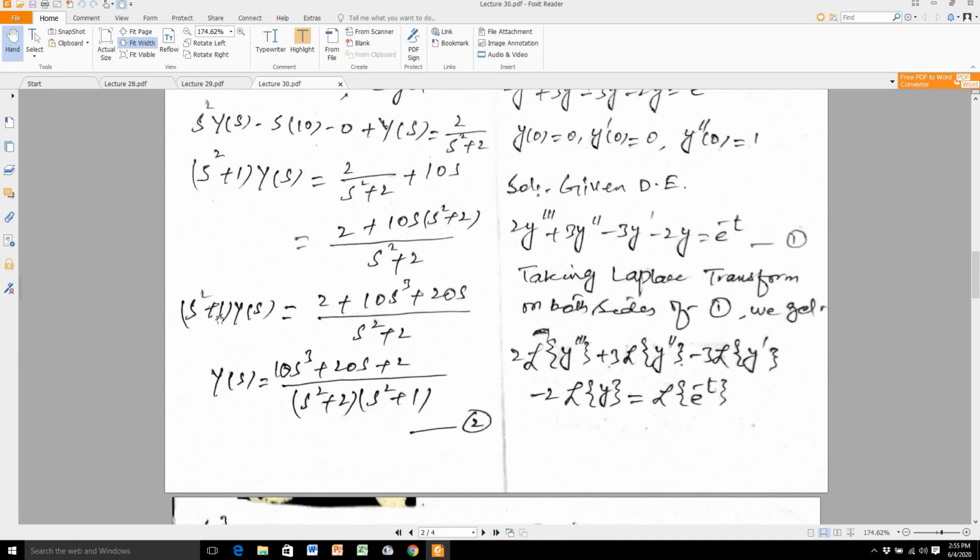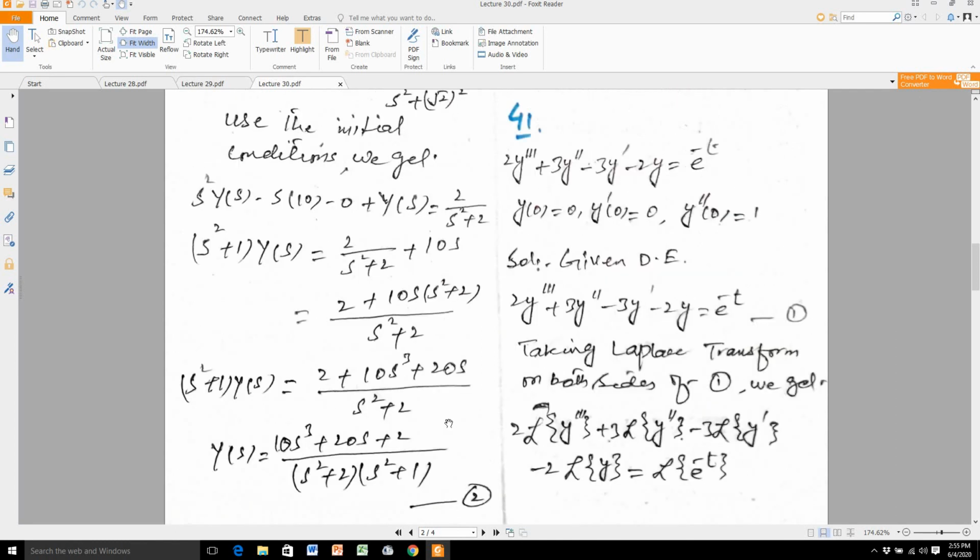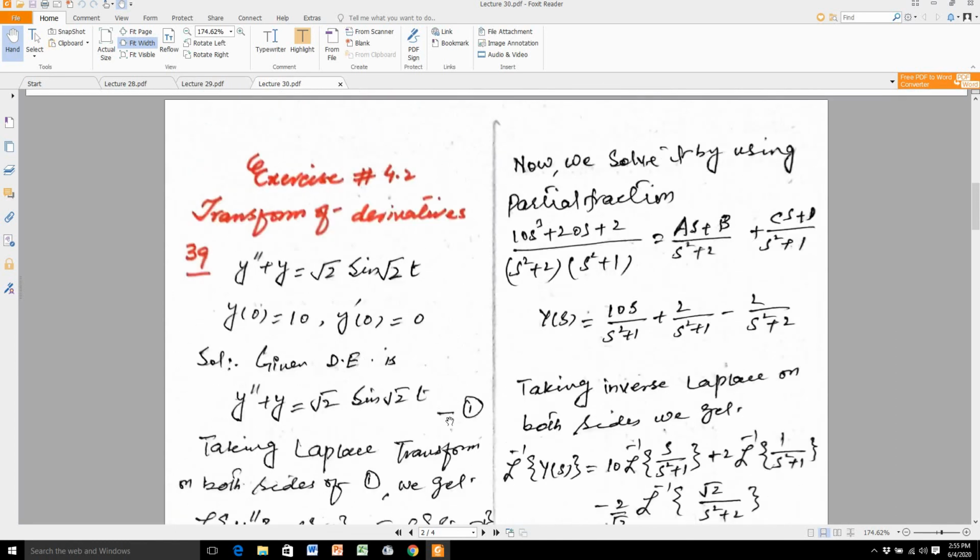Divide this term s square plus 1 towards the right. We get capital Y of s is equal to 10s cube plus 20s plus 2 divided by s square plus 2 into s square plus 1. We say this is equation number 2. Now we solve it by using the partial fraction. 10s cube plus 20s plus 2 divided by s square plus 2 into s square plus 1 is equal to as plus b over s square plus 2 plus cs plus d over s square plus 1.